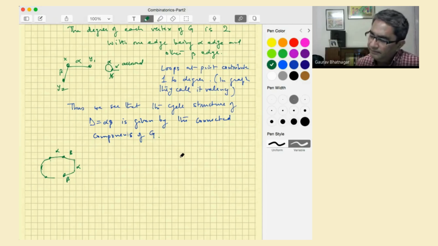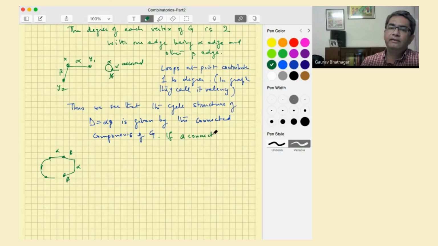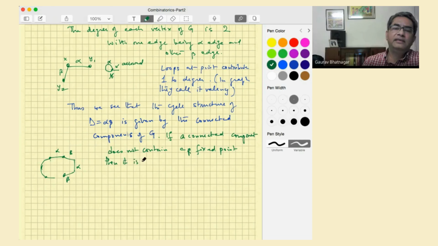And what are the... so now, if a connected component does not contain a fixed point, right? If it doesn't contain a fixed point, it keeps going outward, then it looks like this.